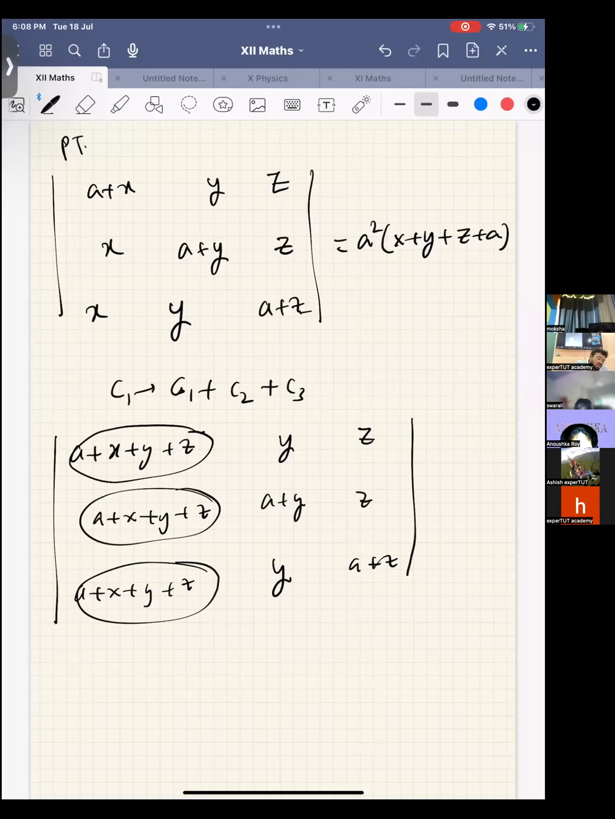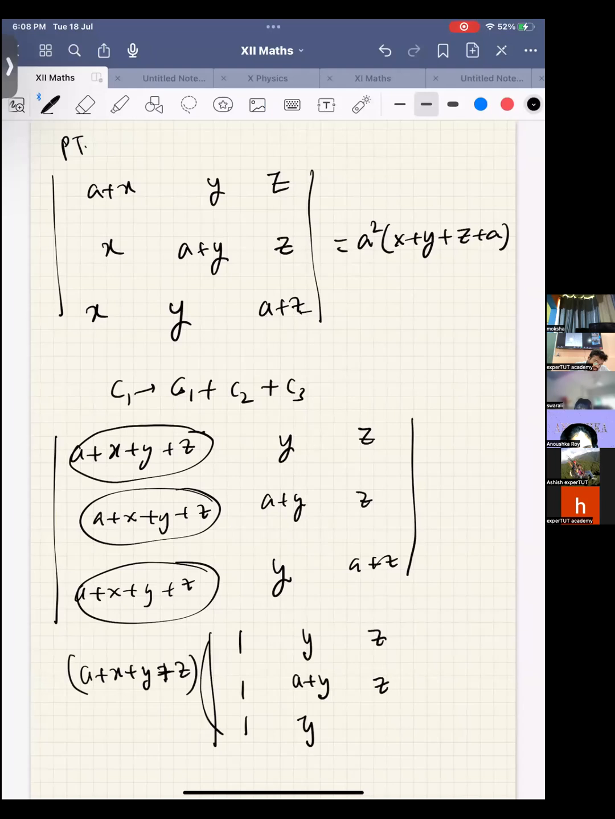So see, you should understand that in place of this one, you can write either 1, 2 or 3, doesn't matter. Okay. And then you will take a plus x plus y plus z common. When you do that, it becomes 1, 1, 1, y, a plus y, z, a plus z. Okay. And then what will you do? 2, 3, 1, है ना? 2 zeros करने कैसे करेंगे?